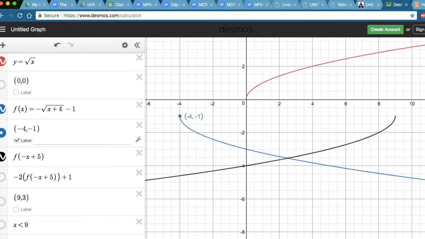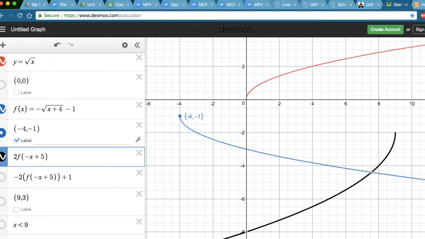So what happens when I add more to this? So let's say I want to stretch this vertically by 2. That didn't really change my limits very much there. However, it actually did change my y value. It didn't change my x value, but it doubled my y value. I went from -1 to -2.